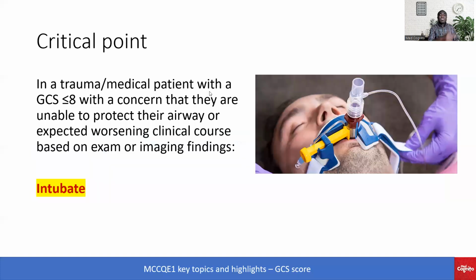Now, I want to give you this critical point, this very critical point. So, in a trauma case or in a medical patient with a GCS less than or equal to 8, with a concern that they are unable to protect their airway, or they are expected to have worsening decline in their airway, the answer you need to choose is that I want to intubate this patient. Don't forget that. I want to intubate this patient.